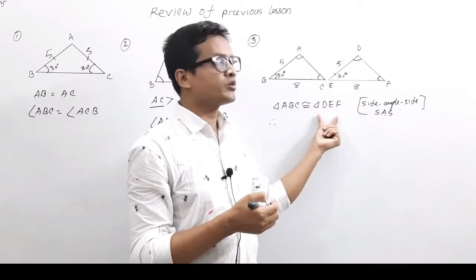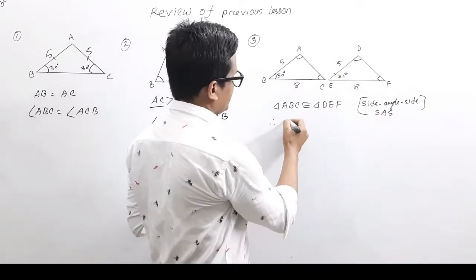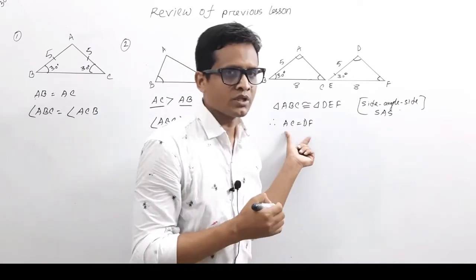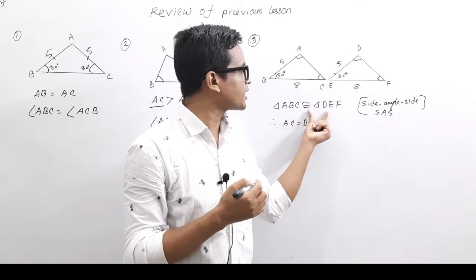But when they are congruent, we can tell AC is equal to DF. We can write this one. Students, have you understood? That means corresponding sides and corresponding angles will be equal when these triangles are congruent.